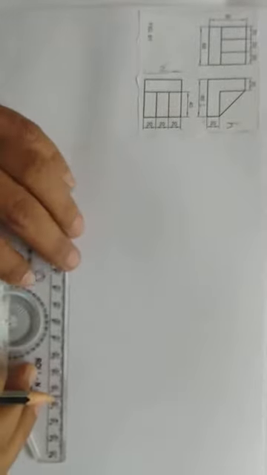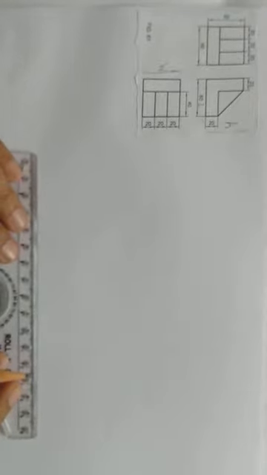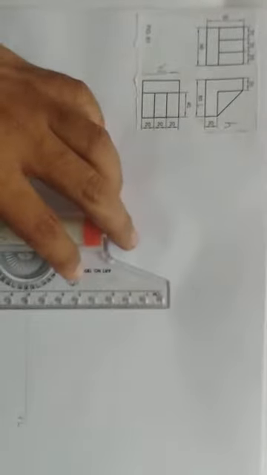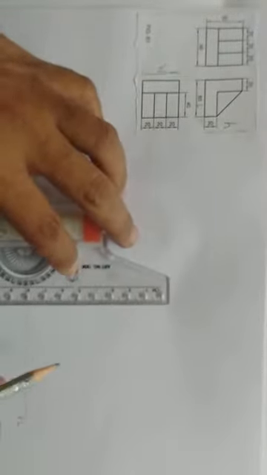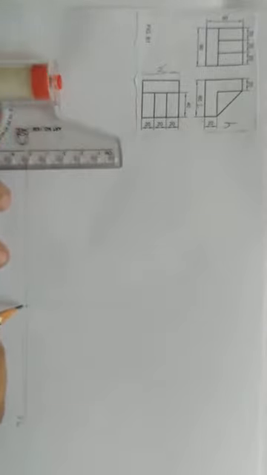To draw the isometric view, or to complete the isometric projection of this particular component, I will just draw a horizontal line, which is called the ground line. From this ground line, I will draw one more vertical line. At the intersection of these two lines, I will call it point O.